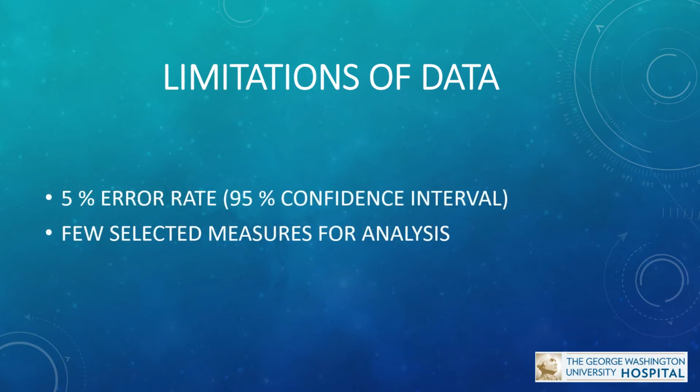Third, statistical analyses were performed at a 95% confidence interval, which indicates there would be a 5% error rate. The last limitation is that only a few selected measures were used for this analysis, and in this case study, only 5 measures were analyzed. Consequently, the findings would be related to these specific measures.